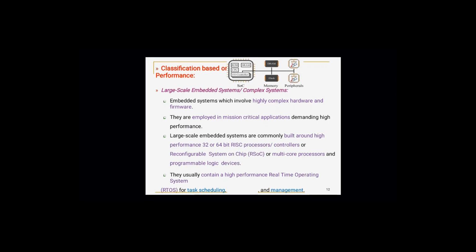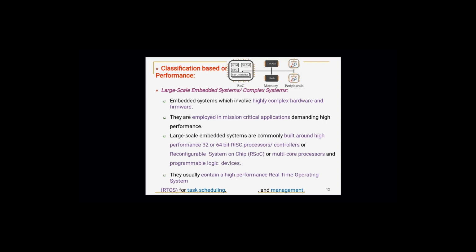Then one more classification is based on triggering. What is triggering? Triggering is basically on real time; we use real time embedded systems. Some embedded systems are automatic. They do not wait for any event. Some embedded systems are event based. Only when some event happens, then they work.